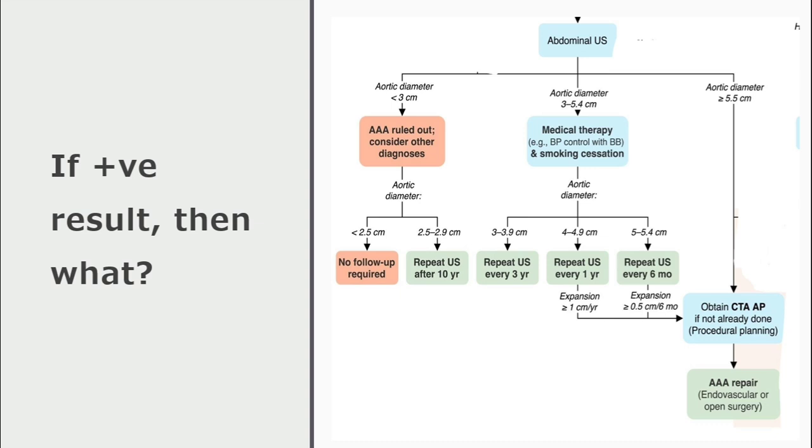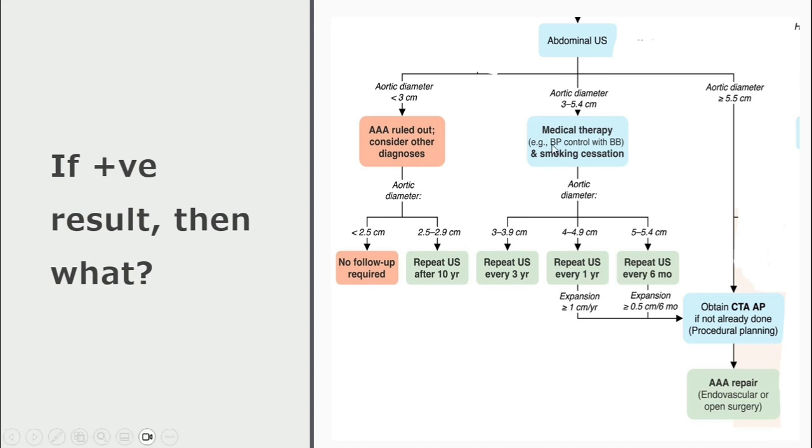So, if you did the ultrasonography and your test is positive, what will you do? It depends upon the size: if it's less than 3, if it's between 3 and 5.4, or if it's greater than 5.4. If it's less than 3, we divide it into two criteria. If it's less than 2.5, then no follow up. If it's between 2.5 to 2.9, we usually repeat ultrasound after 10 years.